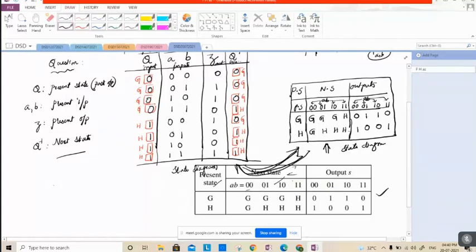Listen to this, pay your attention here. The state diagram you have already drawn, but I'll reiterate once again. Present state is G, and the other state is H. One of the states is represented as G and another state is taken as H. You may take other values also.